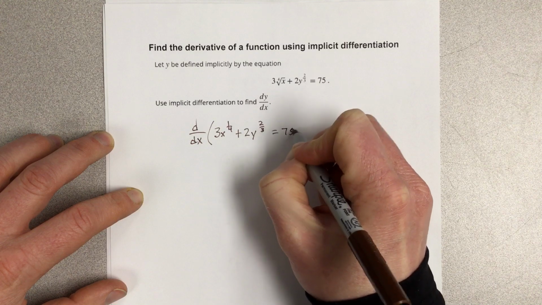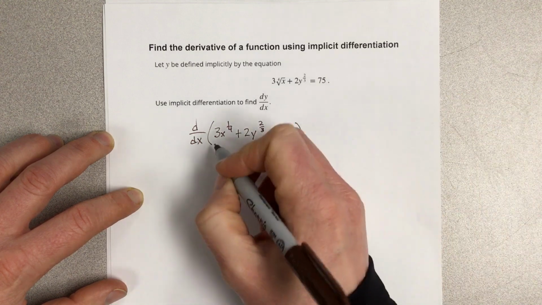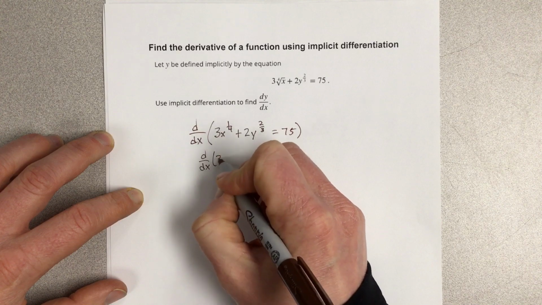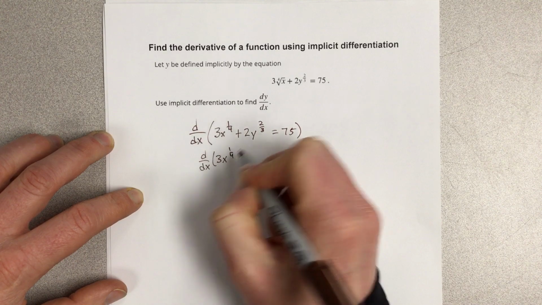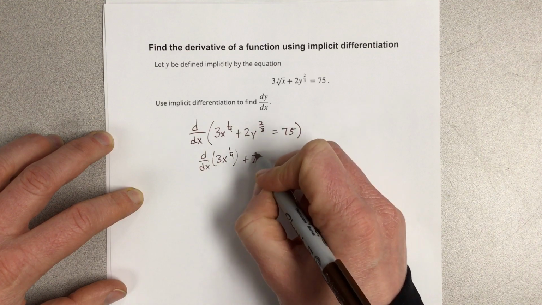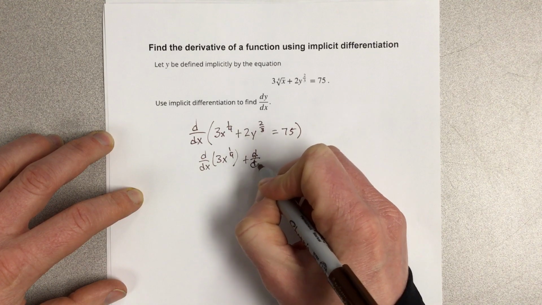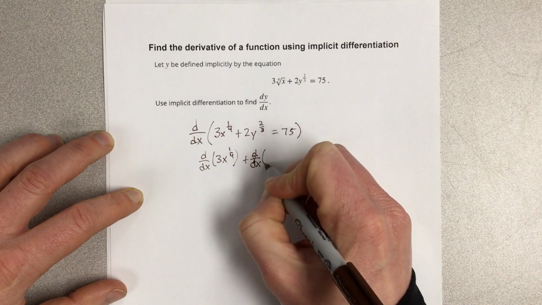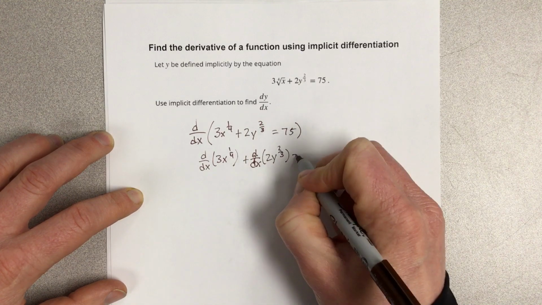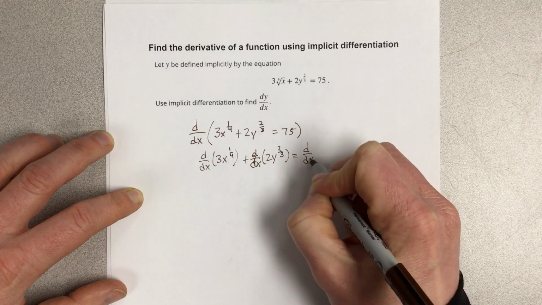equals 75. Then I'm going to split this between each term, so that'd be the derivative with respect to x of 3x to the 1/4 plus the derivative of 2y to the 2/3 equals the derivative with respect to x of 75.